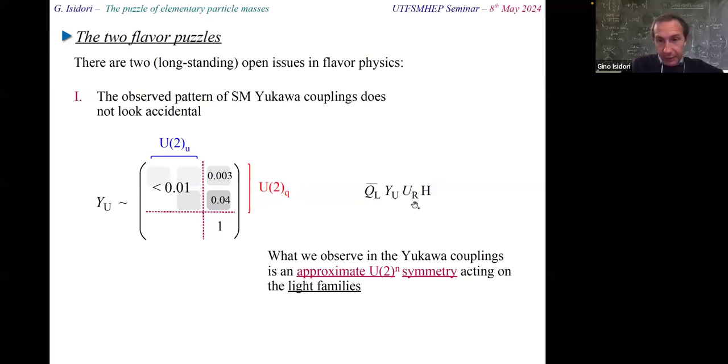and on this other field here, these are 2 different symmetries. In the limit when these 2 symmetries are exact, they will be global symmetries. I would forbid all these entries except the third generation one. And numerically, these are very small entries in the standard model Lagrangian. So it looks like there is an approximate U(2)^n, where n is the number of independent fermions that we observe, acting on the light families. This is a way to express this observational puzzle, if you want, in the Yukawa coupling.